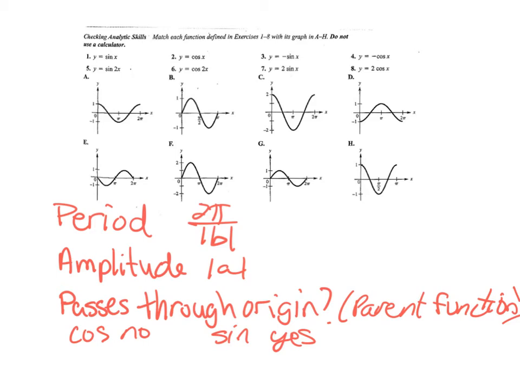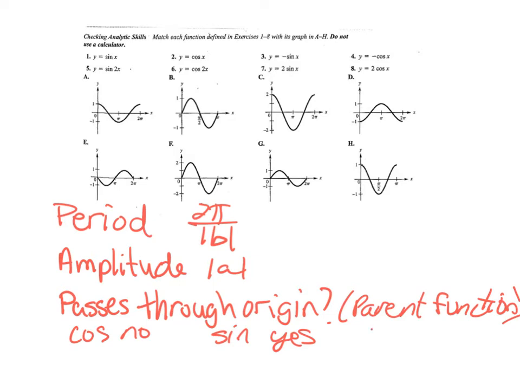In problems 1 through 8, we're matching the function with its graph. So we're going to use three things to help us do that. We're going to figure out what the period is for the function, what the amplitude is for the function, and whether or not it passes through the origin. We're going to consider that if it's a sine graph, it's going to go through the origin because we're going to think the parent function goes to the origin. And then cosine does not go through the origin.